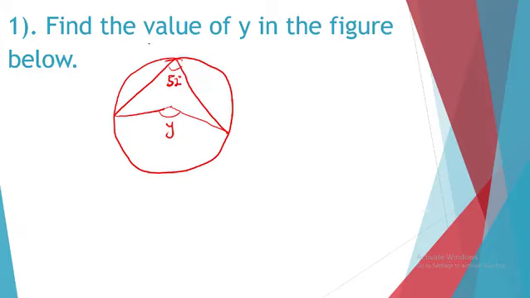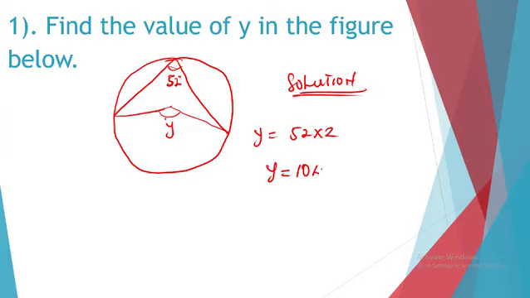First example says find the value of y in the figure below. This is the figure. The value of y, that is the first theorem we talked about. The value of this is given, but the value of y is not given, so we have to find y in this figure. It tells us that the angle here is twice the angle here. That means y is equal to 52 times 2, which gives us 104 degrees, and that's just it.